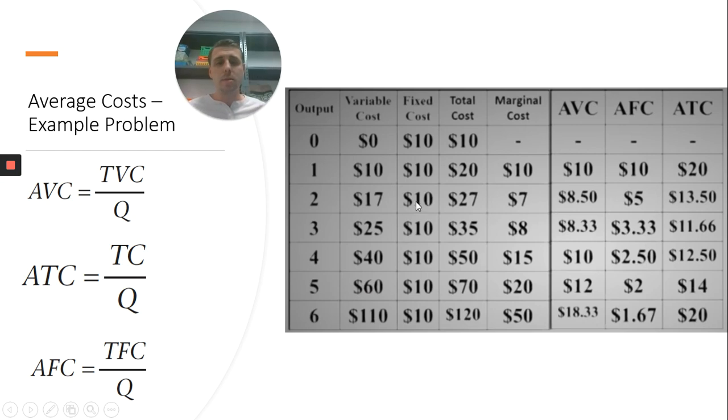So 10 divided by 2, that's $5 of fixed cost per pizza, okay? Now, if I was looking at total cost, I could do the same thing. Average total cost 27. I'm sorry, my total cost 27. My average, I would just divide that by quantity. 27 divided by 2 gets me 13.50.